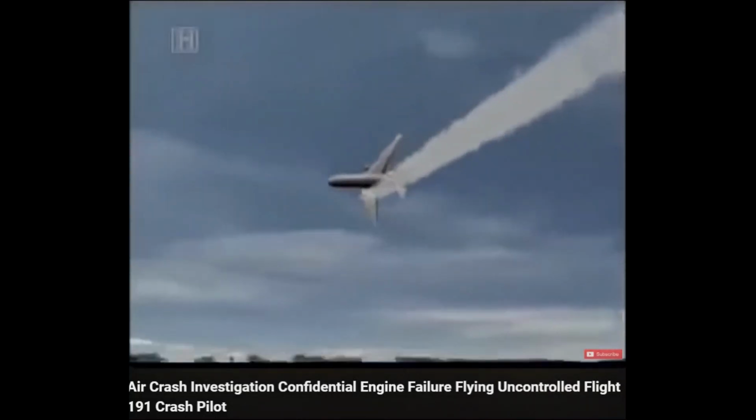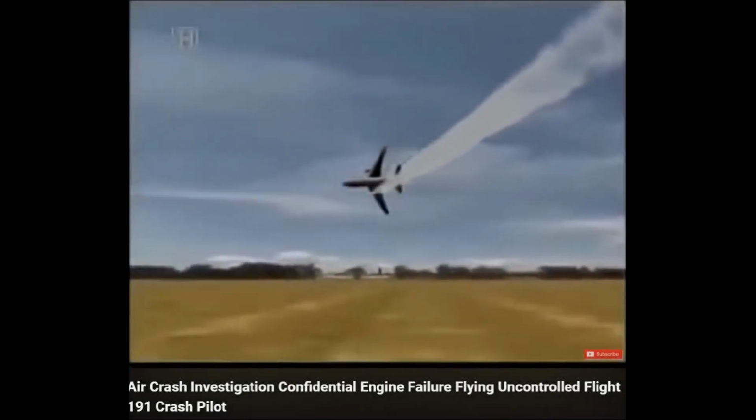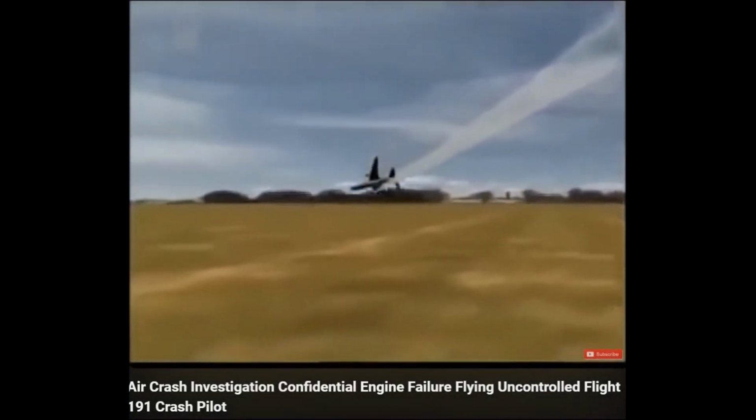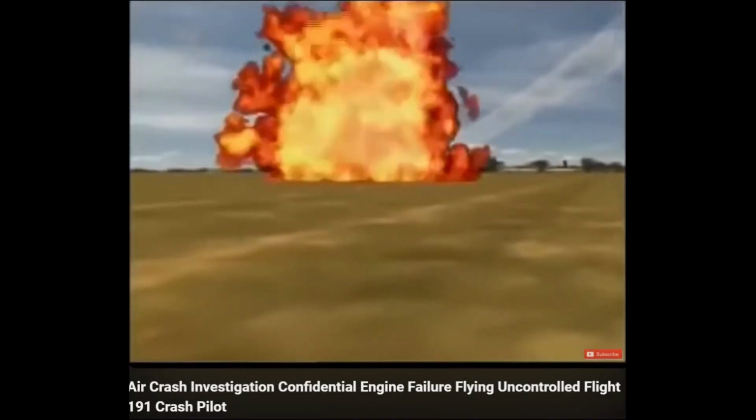Flight 191 plunged to the ground 4,600 feet from the end of the runway. And this is part 2 of the crash of Flight 191. The focus of this video is going to be on the maintenance procedures.